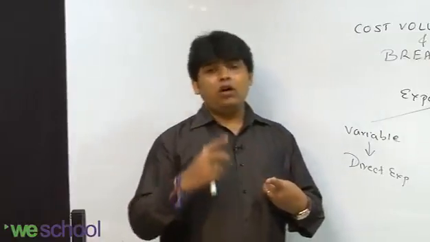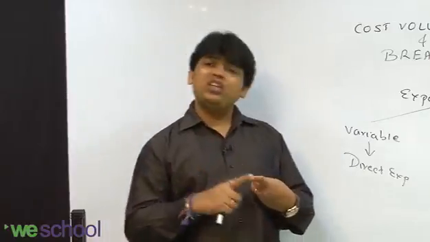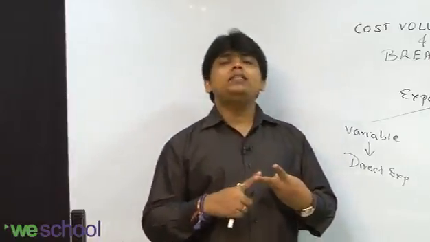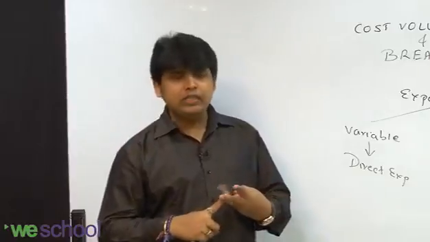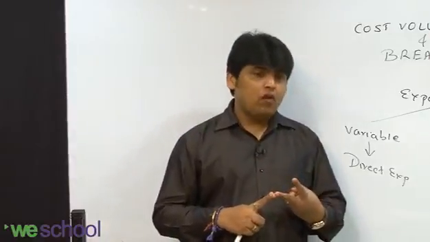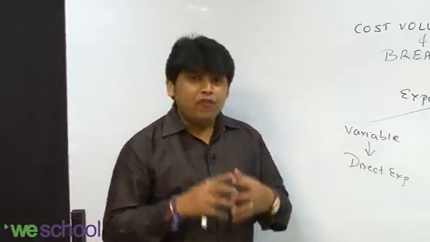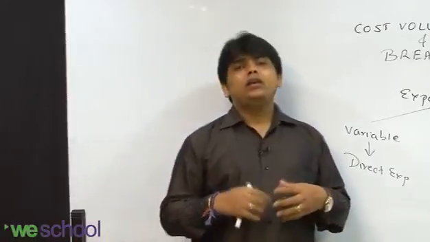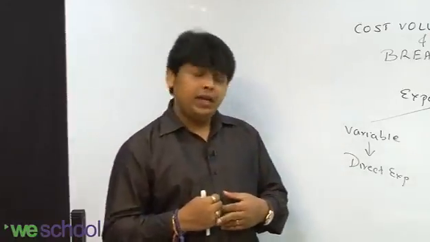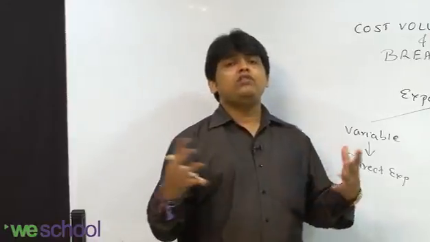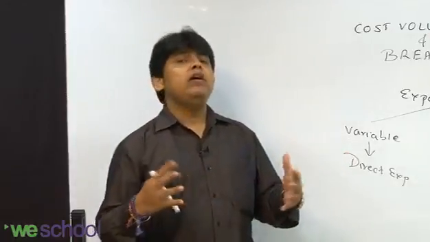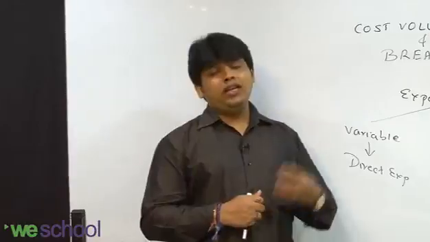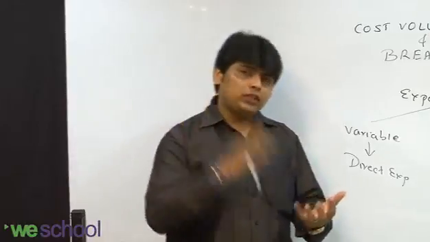So this is the first point: what will affect the cost. One is the volume of production. Second is the internal efficiency. Third is the product mix. Fourth is the method of production. If you are using highly sophisticated machinery for production, definitely the level of production will be very high. That will put less pressure on the cost.